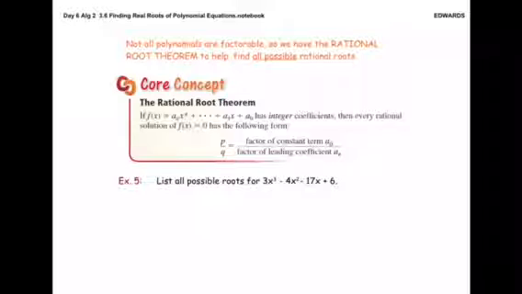Not all polynomials are factorable, so we have what we call the rational root theorem to help find all possible rational roots. The rational root theorem has us list the factors of our constant term, which is the term at the end of your polynomial.